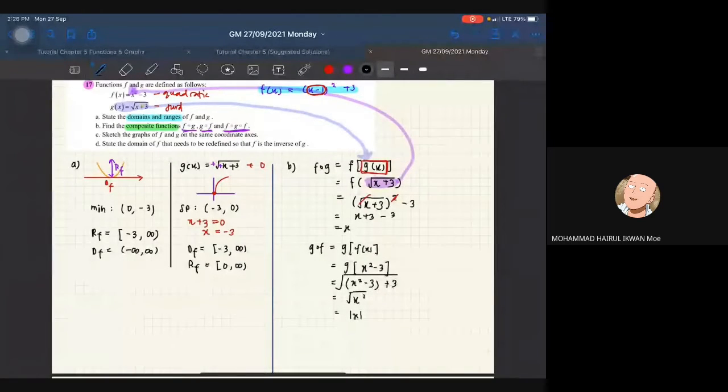Okay, so dulu awak belajar dekat dalam absolute values, kalau kita ada square dekat dalam and then dekat luar dia ada square root, yang itu dia akan jadi modulus of x. Okay, so itu adalah definition yang kita belajar hari tu dekat absolute values. Okay, so inilah jawapan kita untuk G of fx.